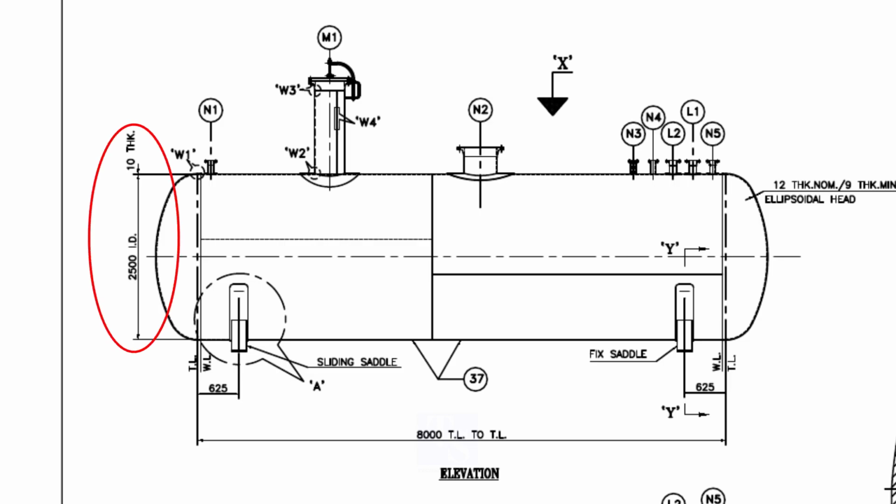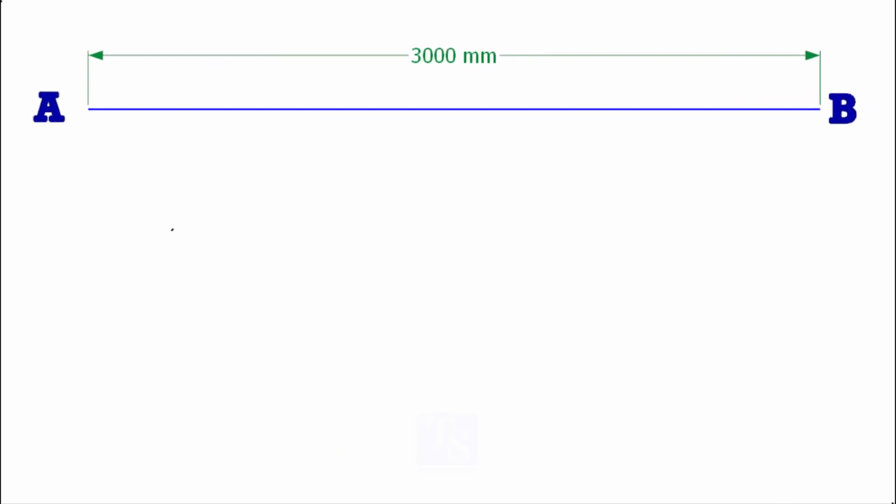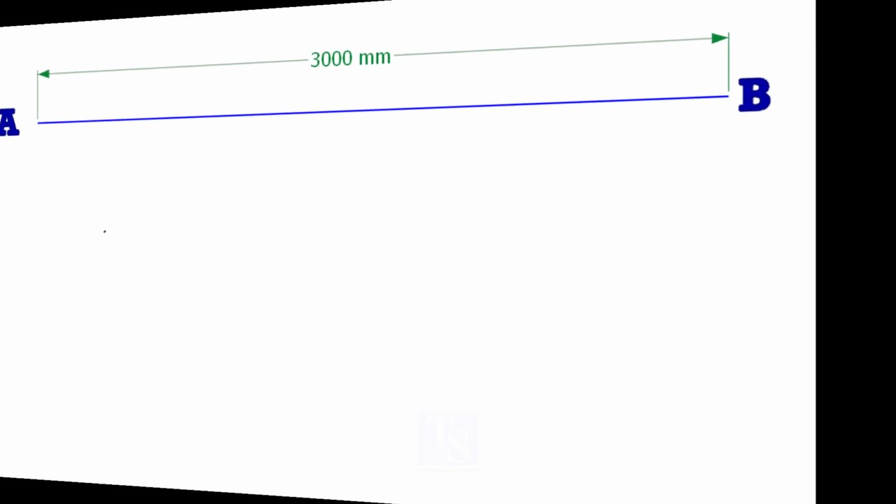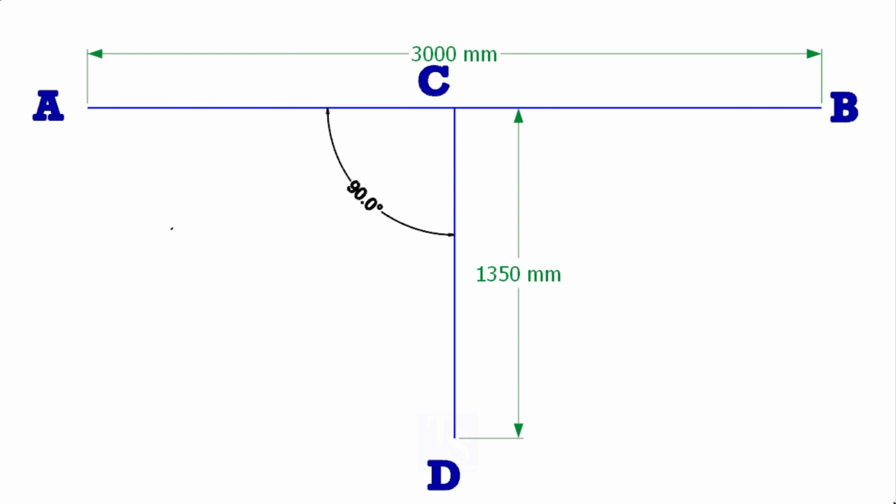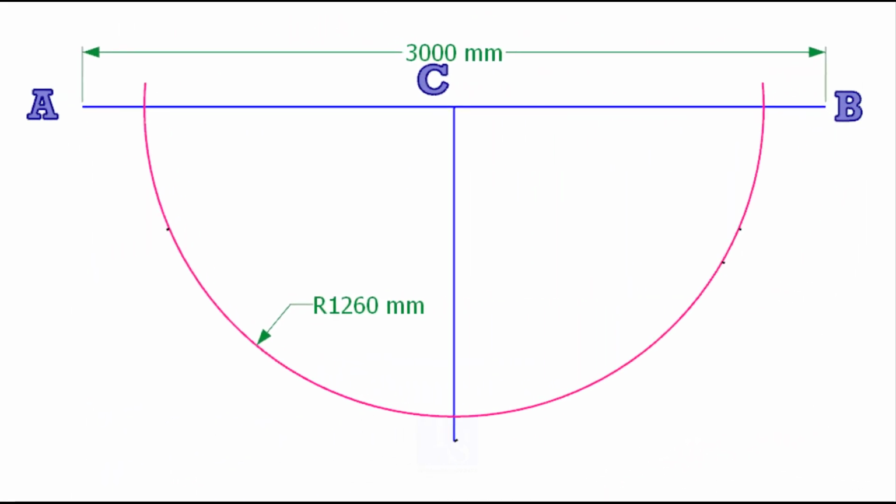The ID of the vessel is 2500 mm and the thickness is 10 mm, so the OD of the vessel is 2520 mm. Draw a line AB 3000 mm long. Draw line CD from the center of line AB as shown. Draw a half circle centering C and a radius of half OD of the vessel.